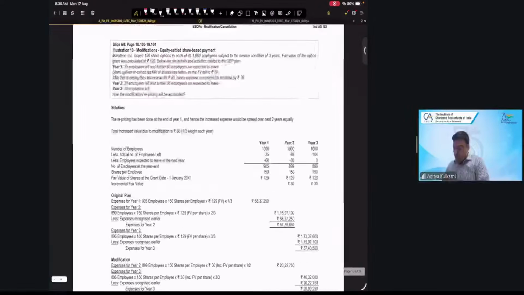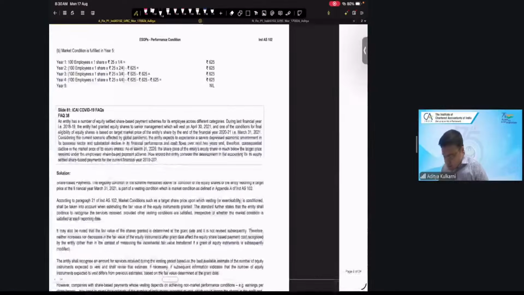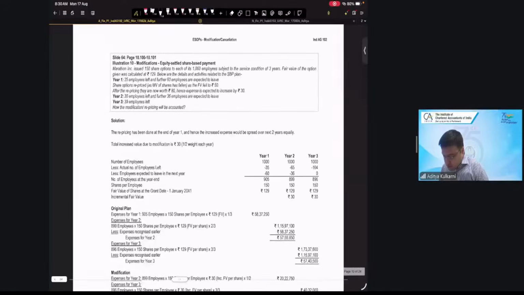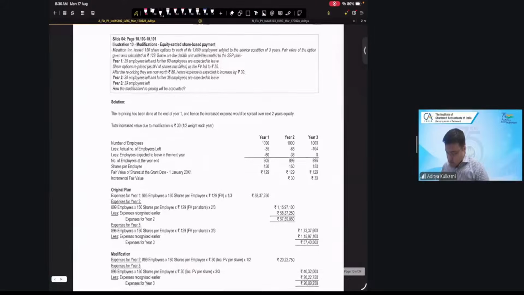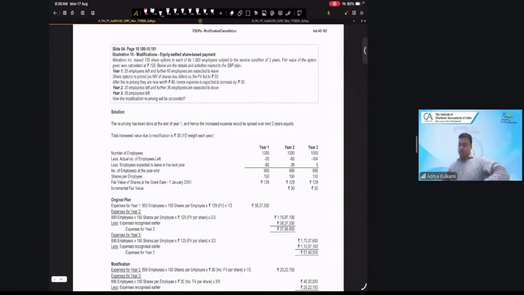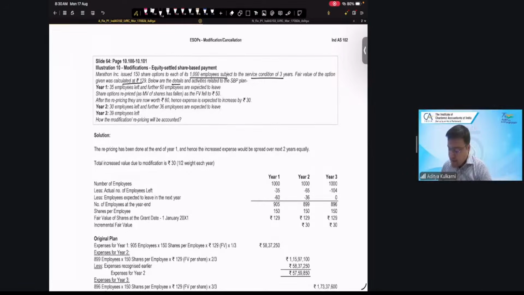So now we come to repricing, modification. Okay. Marathon Inc. issued 150 share options to each of its 1000 employees subject to a service condition of 3 years. Fair value of the option given was calculated at rupees 129. Below are the details and activities relating to the SBP plan.